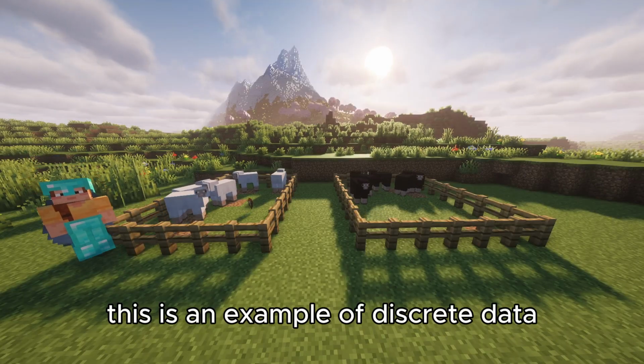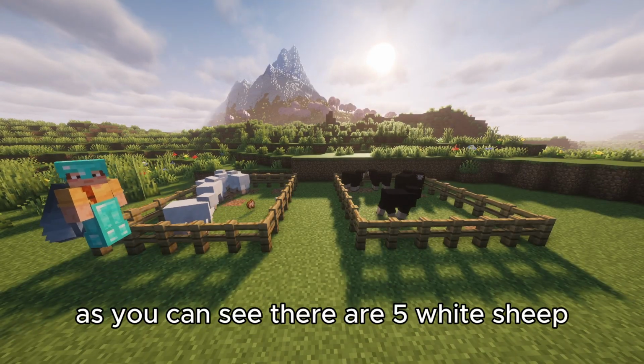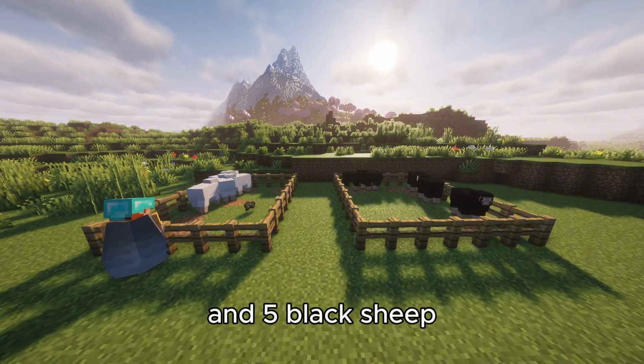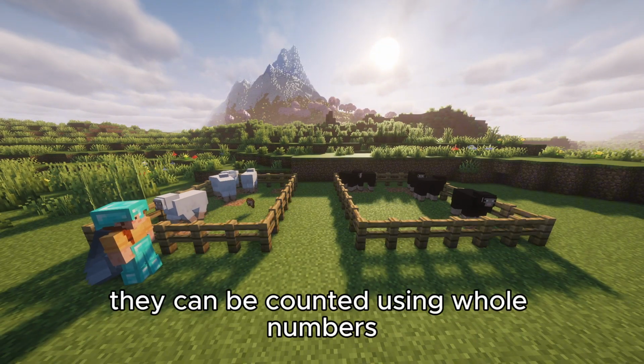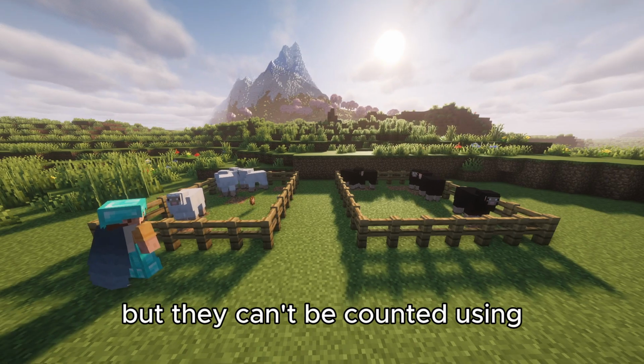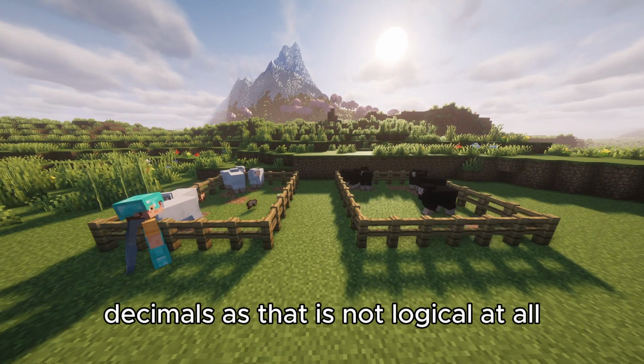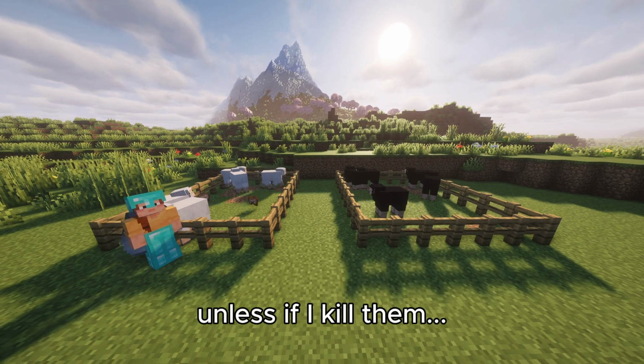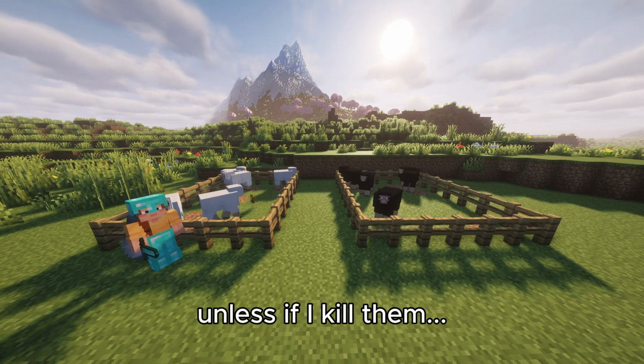This is an example of discrete data. As you can see, there are 5 white sheep and 5 black sheep. They can be counted using whole numbers, but they can't be counted using decimals as that is not logical at all. Unless if I kill them.